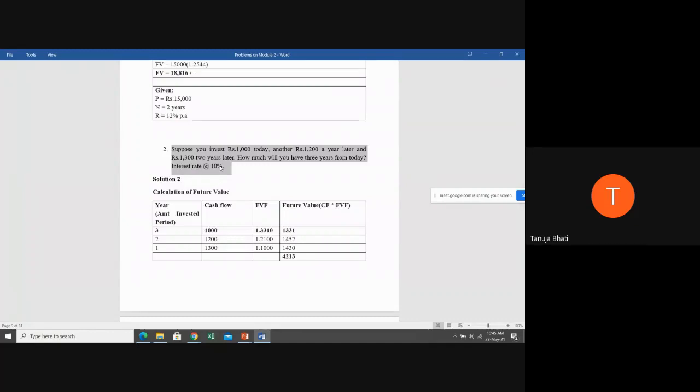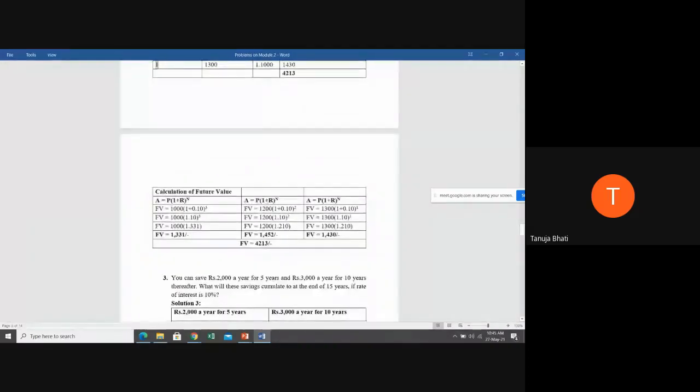Yes, ma'am. Okay. Now, did everyone understand why we took 3 year, 2 year and 1 year? Or why did we take 3 year as n, 2 year as n and 1 year as n? Did everyone understand this? Because this is very important.